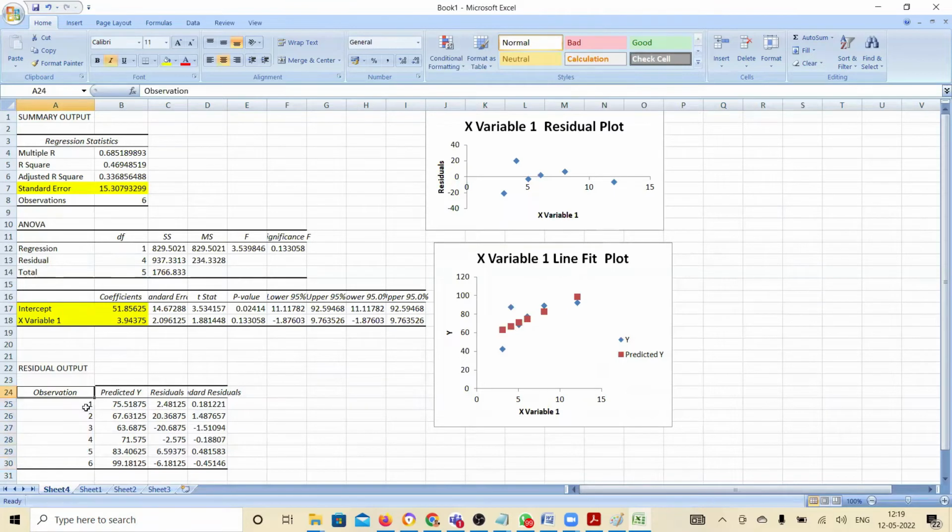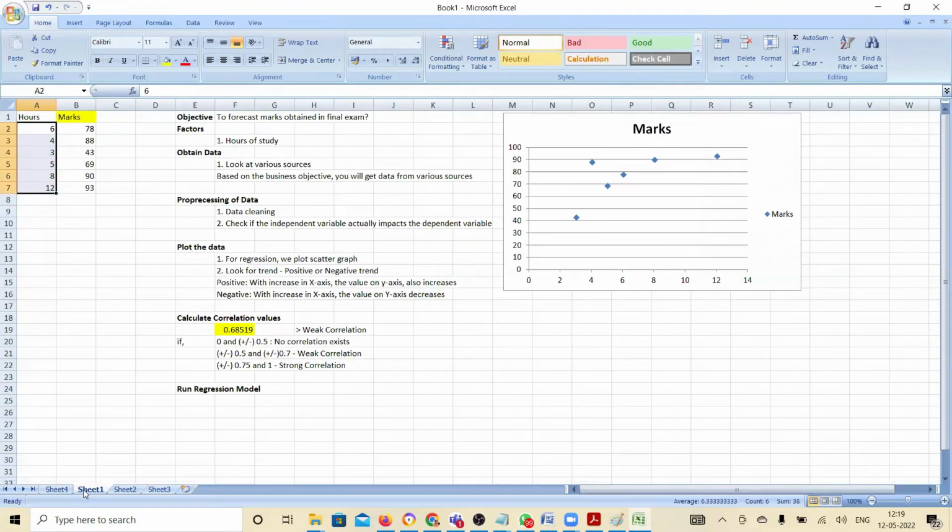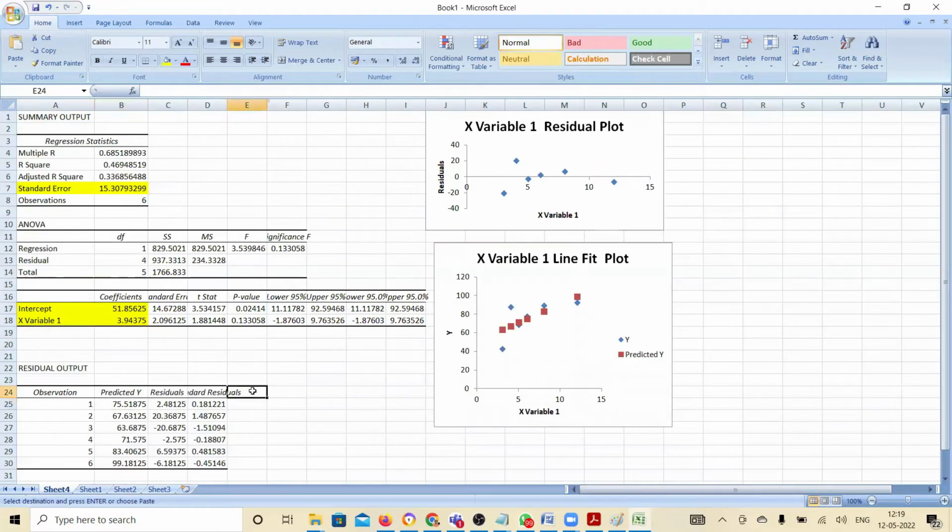Okay, so first data is what? Okay, we can copy and paste the data point. Okay, so we can copy this here, actual marks. And now we can compare it.